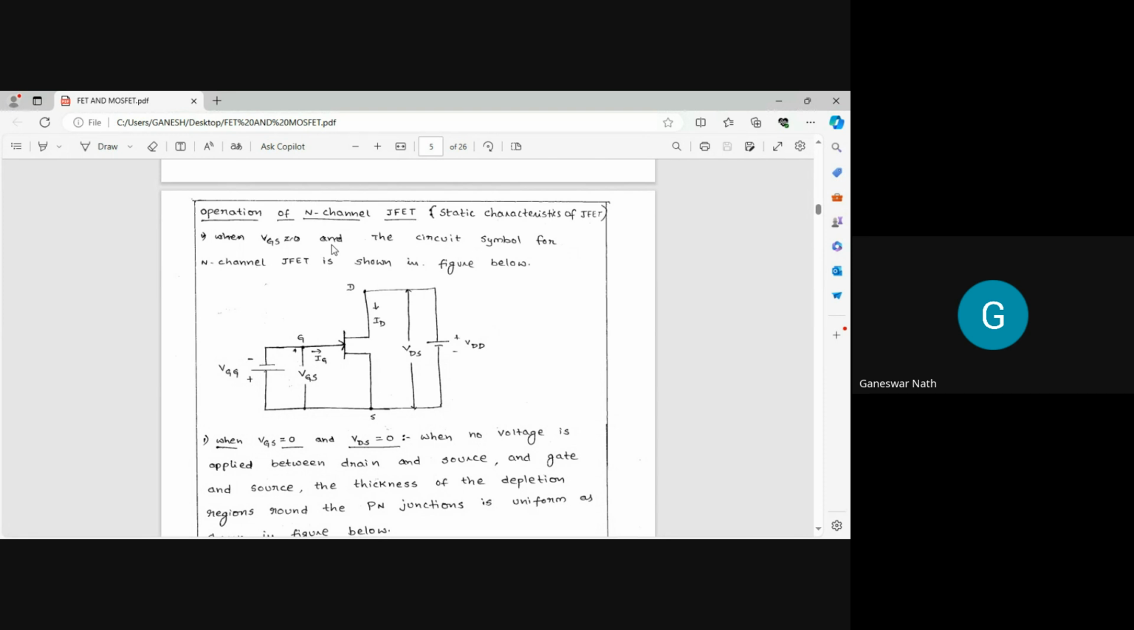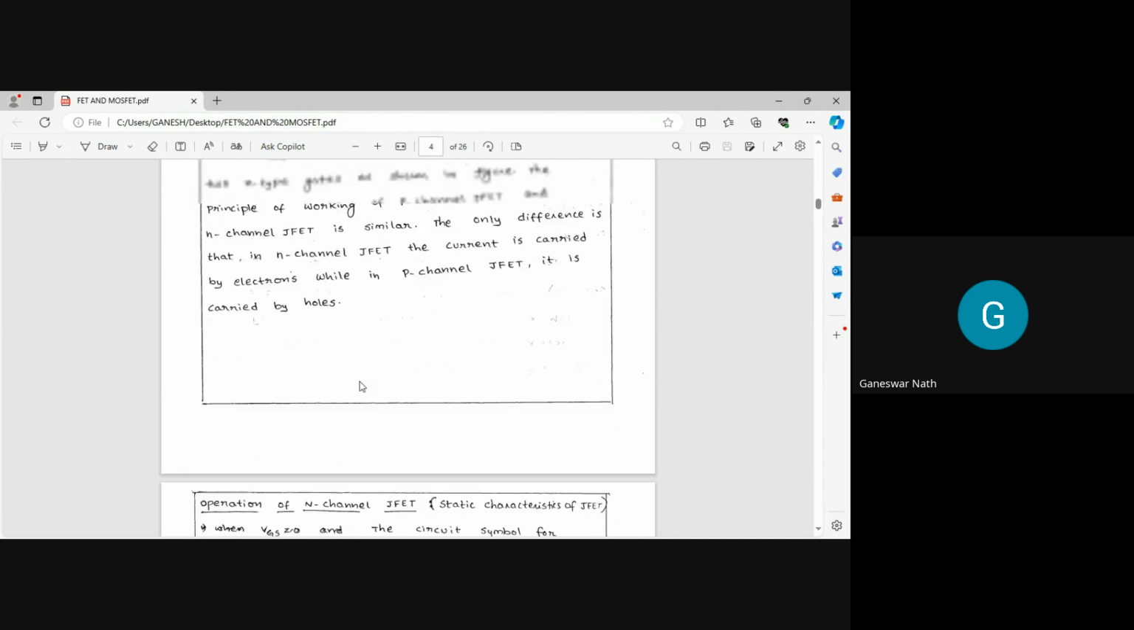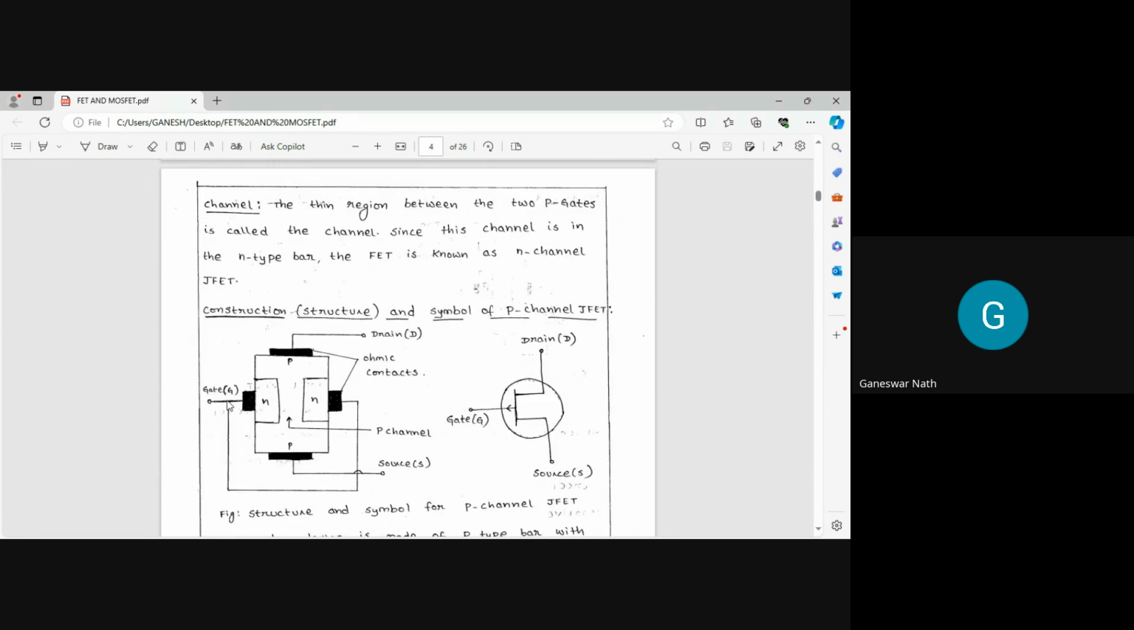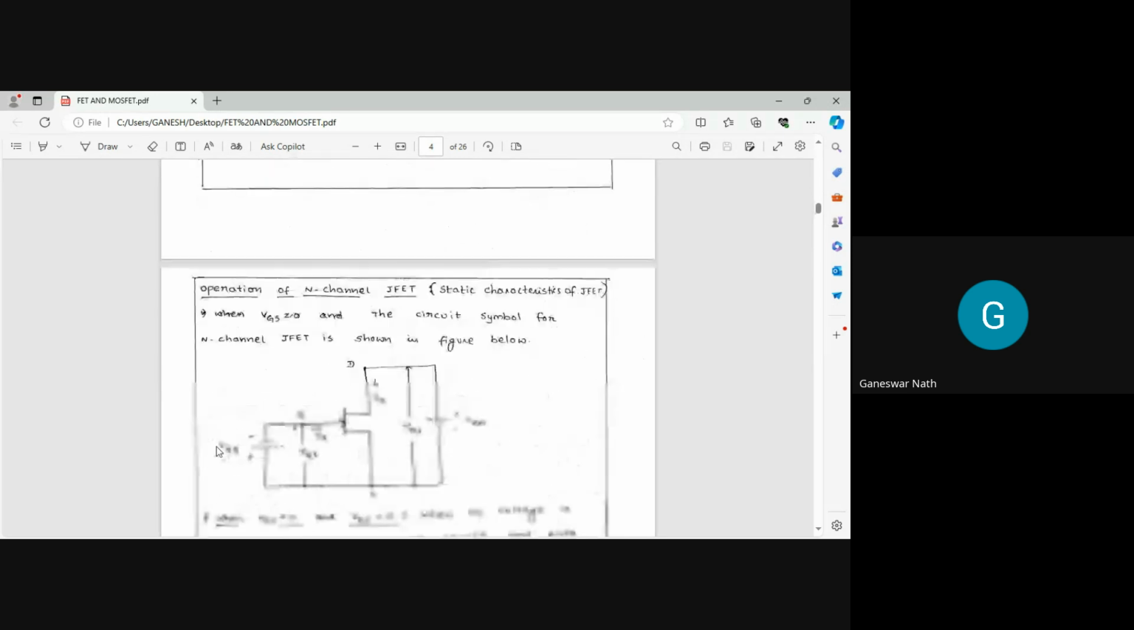Yes. So initially we have to first consider VGS, the gate to source voltage, equal to zero. You can see it in the upper diagram. This is the gate, this is the source, and this is the drain. So initially we put the gate source voltage as zero.